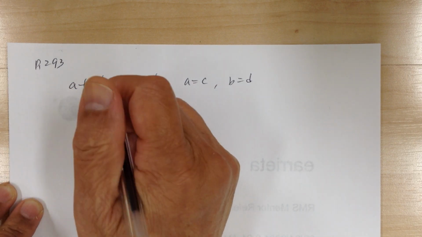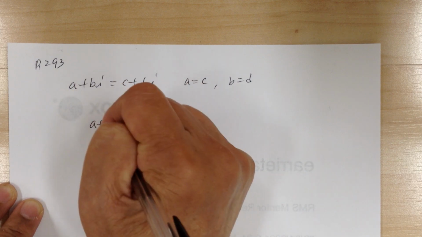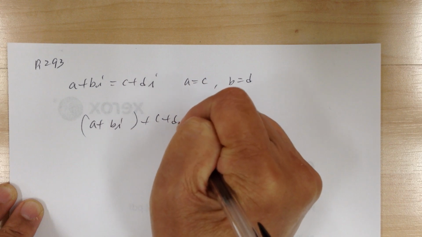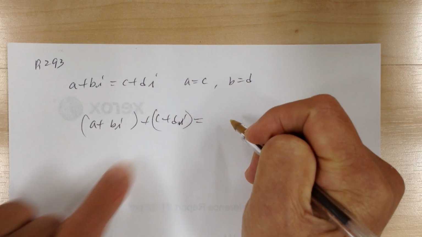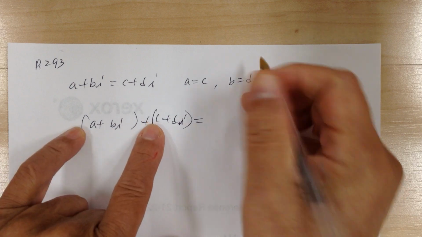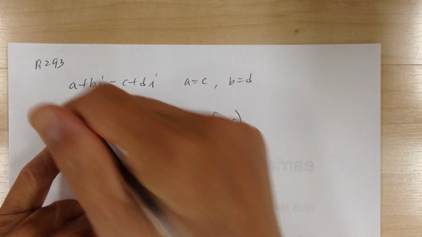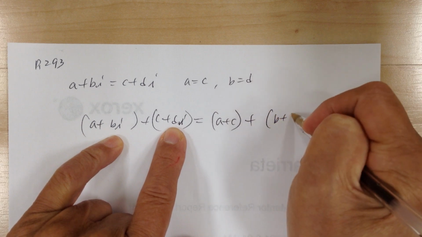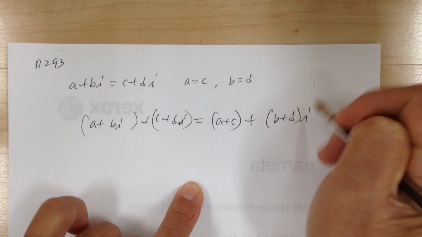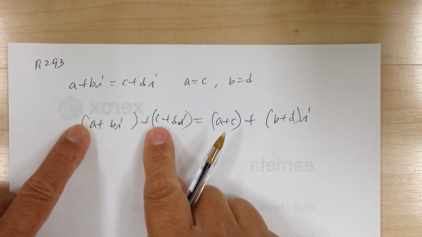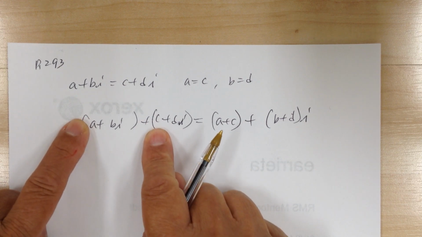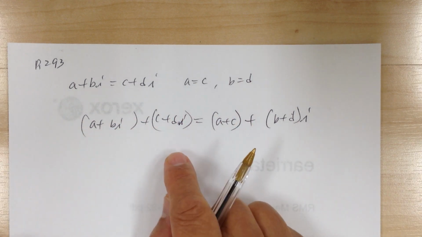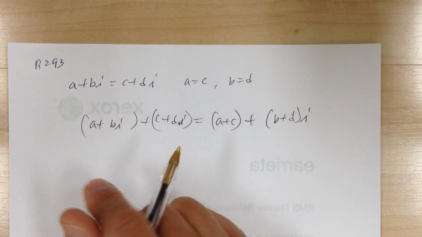When you're adding complex numbers, you have a plus bi plus c plus di. You can only add the real part with the real part and the imaginary part with the imaginary part. So you cannot mix the two together. You can only add the same kind of numbers.